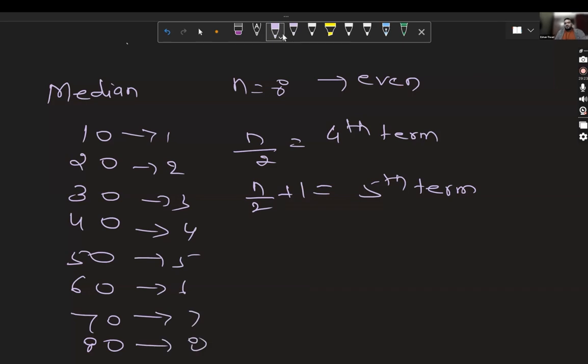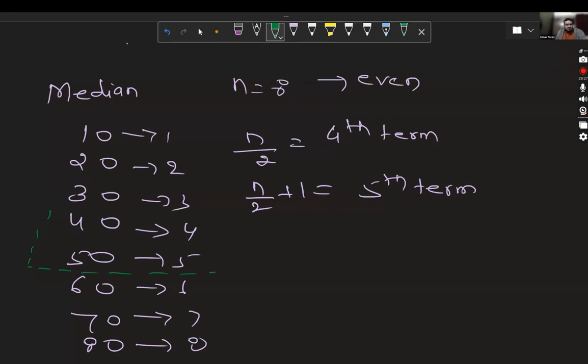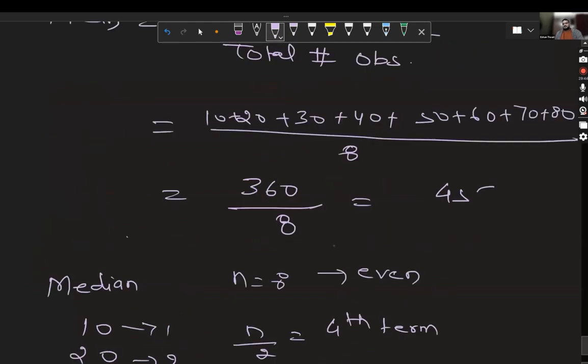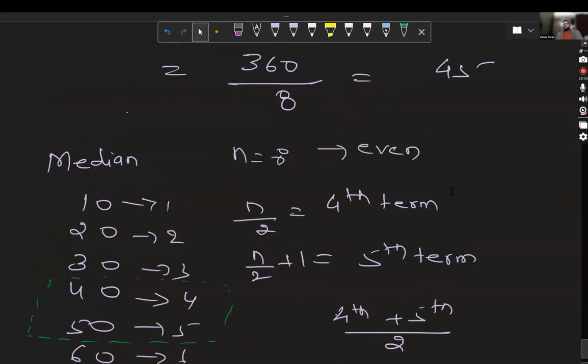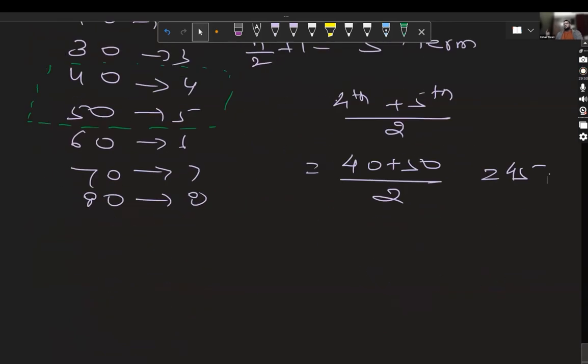So what are my 4th and 5th terms? They are these. When calculating the median, I'll calculate the fourth plus the fifth, divided by 2. So it is 40 plus 50 by 2, which is equal to 45. So the mean and median were simple. Now here, if you see, all the data points come only once, so there is no mode.